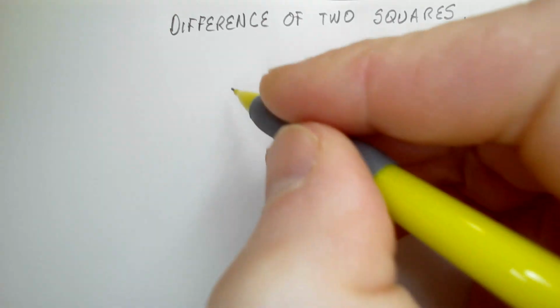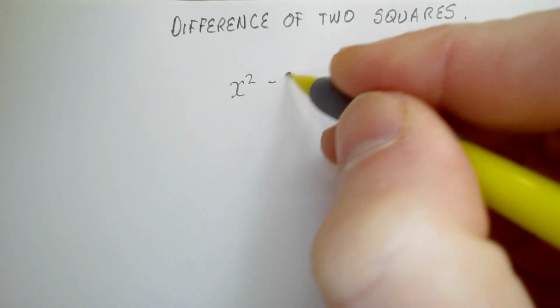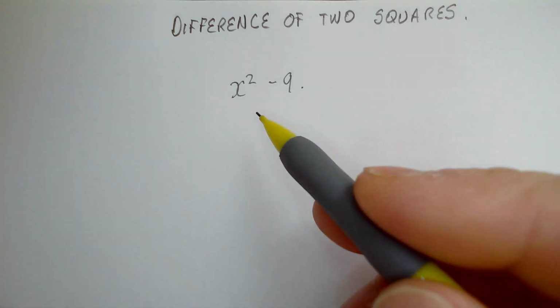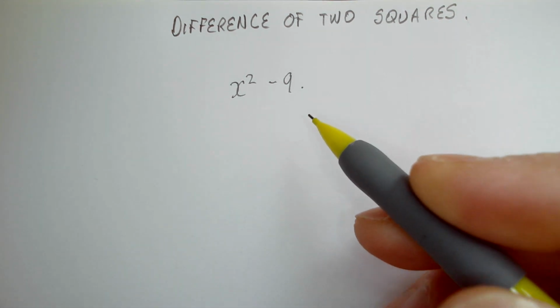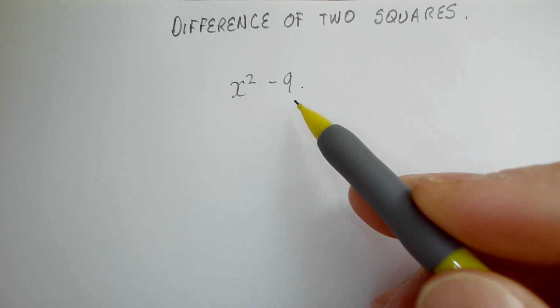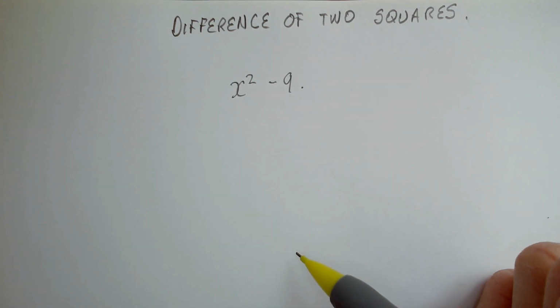We're going to start with an example, and I'm going to take my time over the first example and really explain it to you, okay? So this is an example of a difference of two squares, and the first part of this problem really is to recognize that it is the difference of two squares, okay?